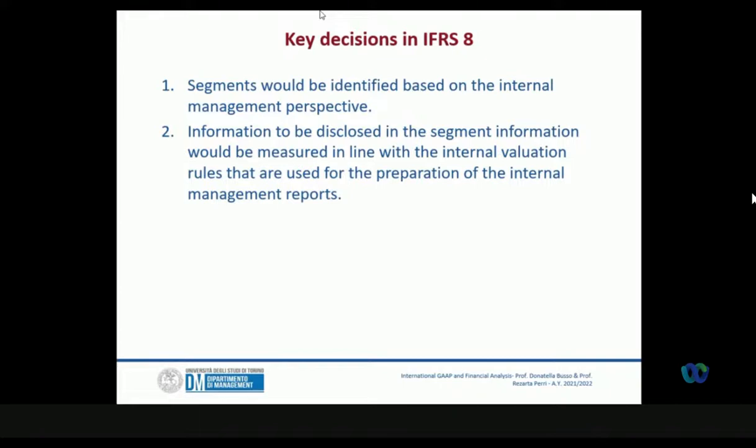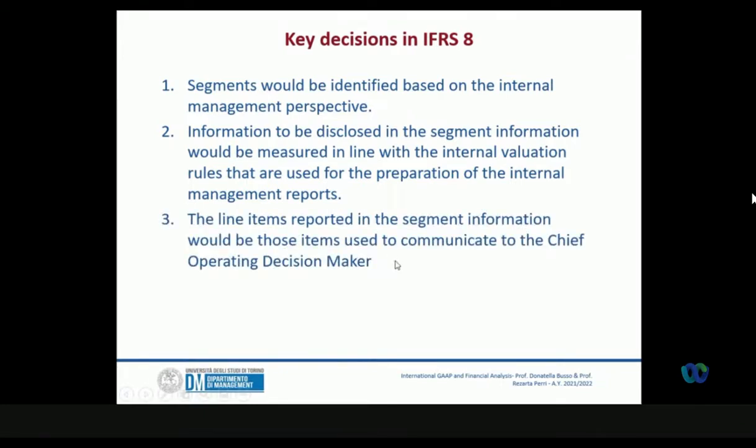That also explains the requirement for the reconciliation that we mentioned before. Right at the end of the period, the company must make a reconciliation between the figures and the amounts of segments and the amounts of the entity-wide disclosure. Another thing is that the line items reported in the segment information would be those items that usually are used to communicate to the chief operating decision maker.